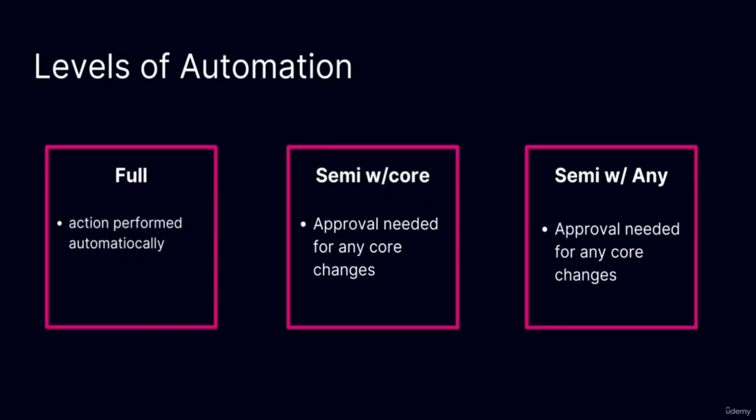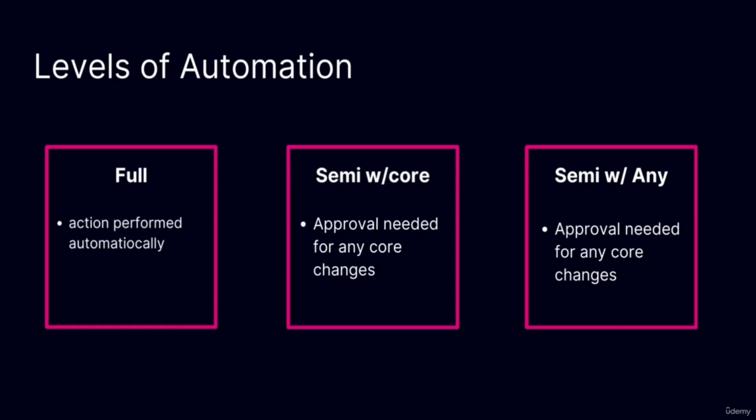So here are different levels of automation. The example that you saw was a full automation, means that action is performed automatically. It can be just blocking a device or blocking a user or forcing a user to re-authenticate or forcing a user to do MFA, things like that.